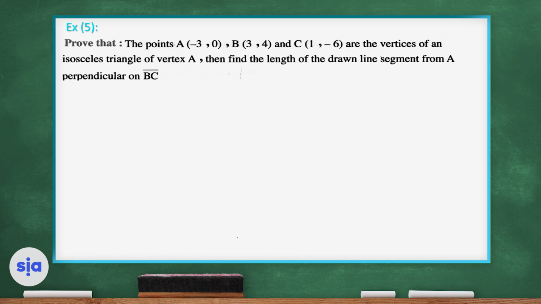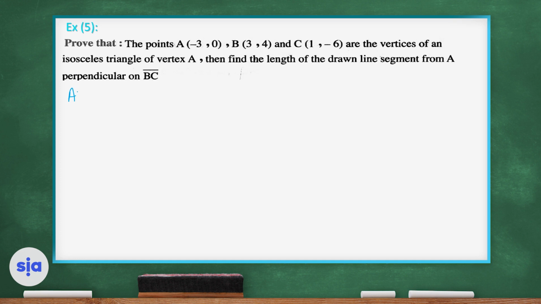Exercise number 5. The question says, prove that the points A, B, and C are the vertices of an isosceles triangle of vertex A. And then find the length of the line segment drawn from A perpendicular to BC. Let's now go and try to solve the first part of the question. The first part wants us to prove that this is an isosceles triangle and its vertex is A, meaning that AB is equal to AC. Let's now go and find the length of AB first.